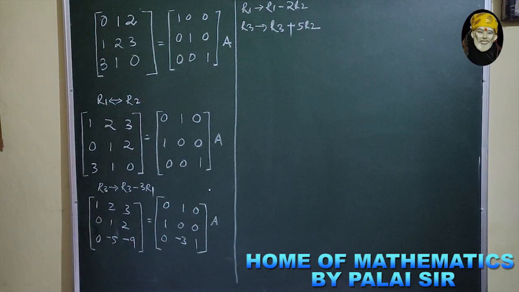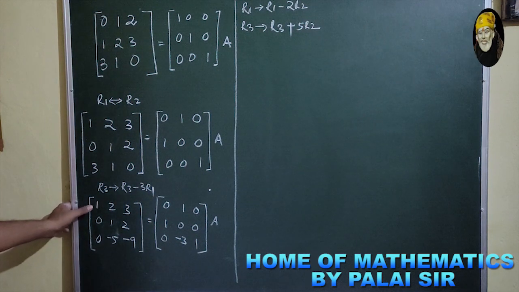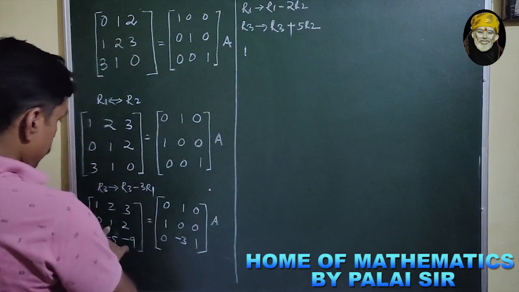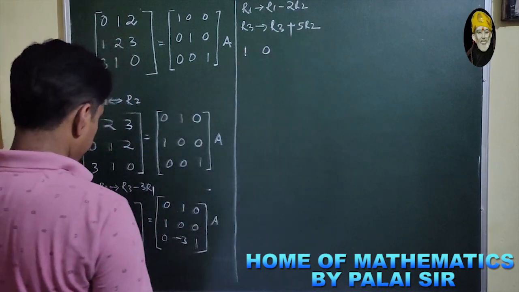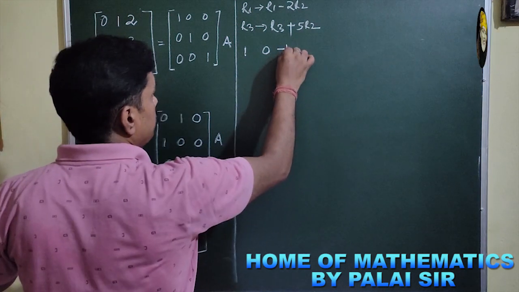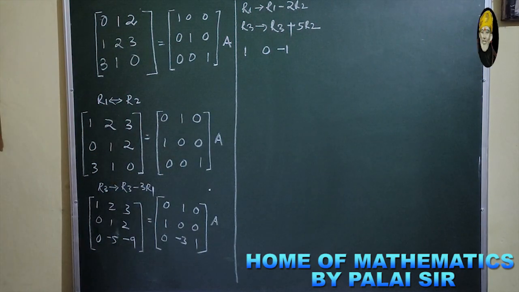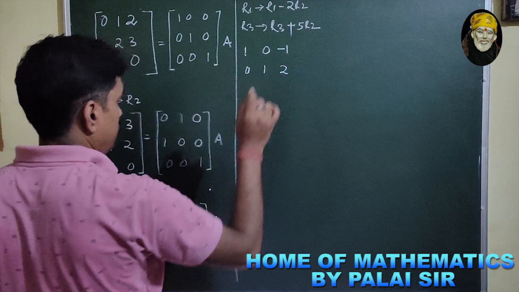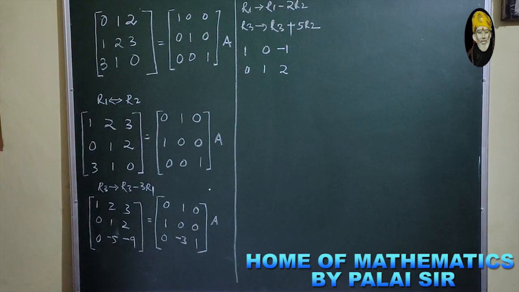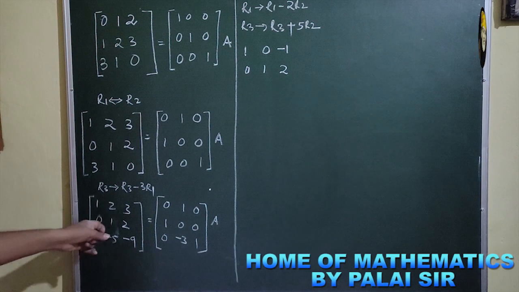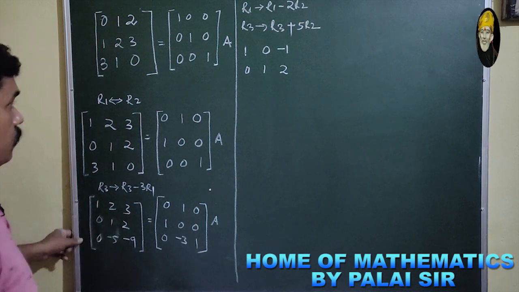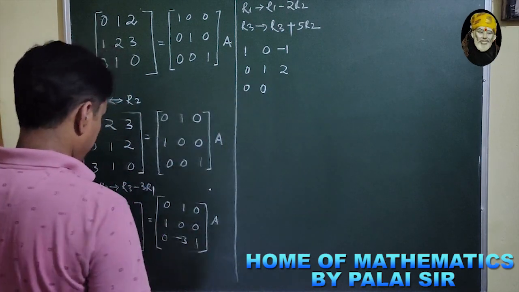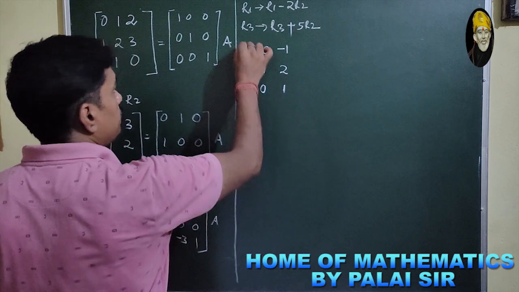To make this operation, what will happen? R1 equal to R1 minus 2R2. So 1 minus 0, it will be 1. Here 2 minus 2, you will get its value is 0. 3 minus 4, its value is minus 1. Next is your 0, 1, 2. And in place of third row you have to write third row plus 5 into second row. You multiply 5 with this one. What you will find? This will be 0, and here 5 plus minus 5, this is 0, and 10 minus 9, its value is 1.